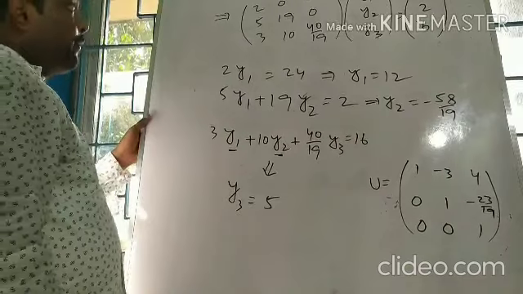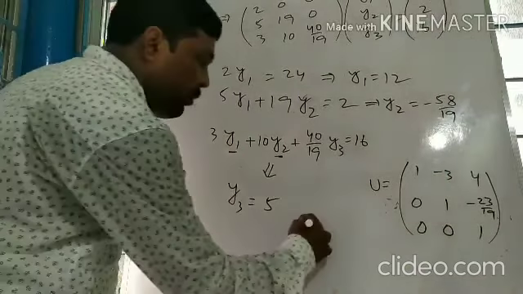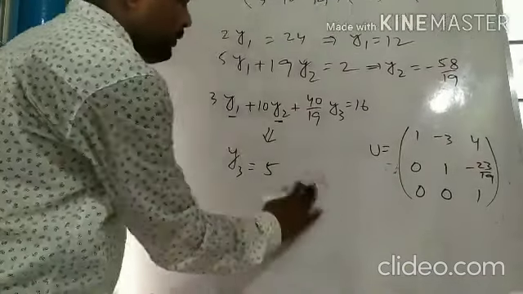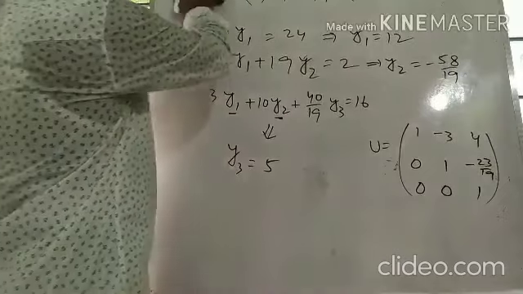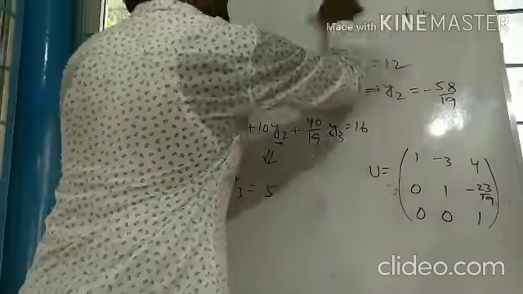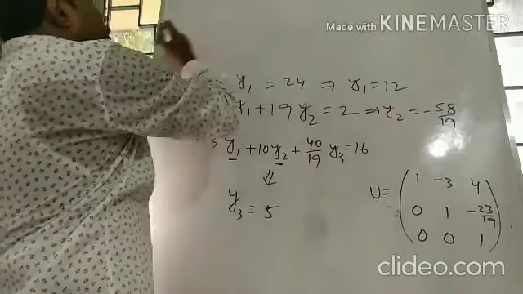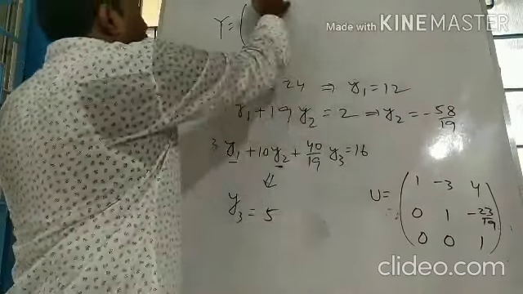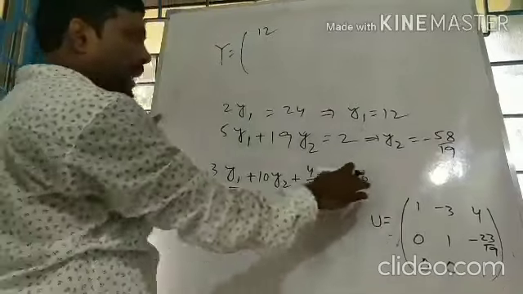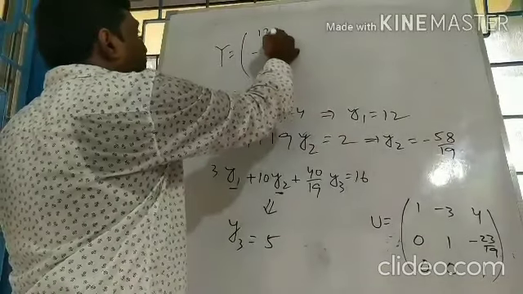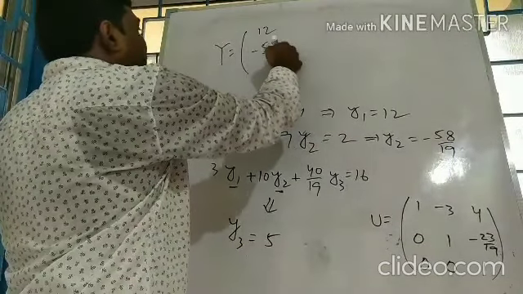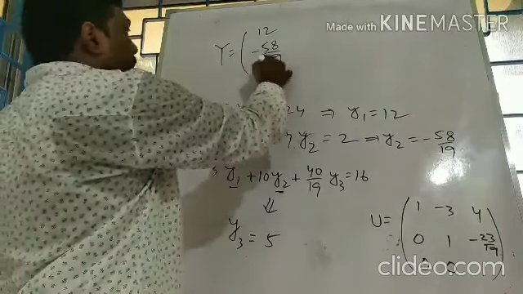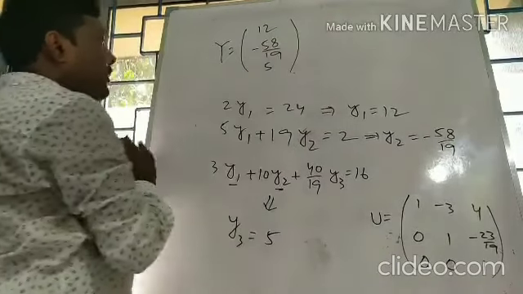Okay. So the vector Y equals y1 is 12, y2 is minus 58 by 19, y3 is 5. This is the vector Y.